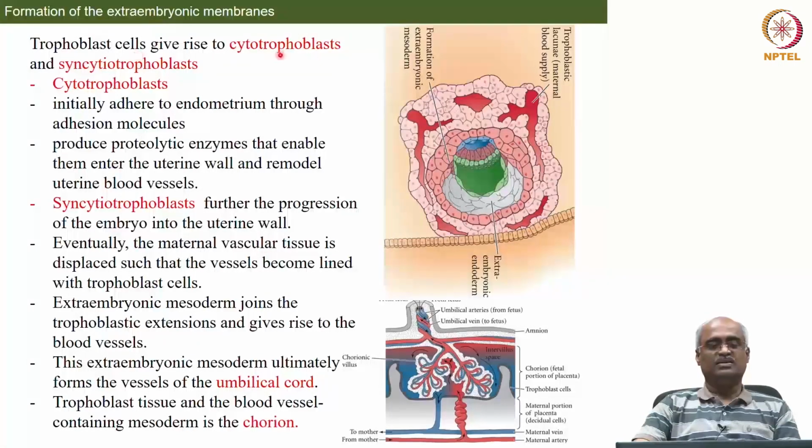So, the trophoblast cells give rise to cytotrophoblasts, and these are the ones that are important for attaching to the endometrium initially, and they accomplish this by producing proteolytic enzymes that enable them to enter into the uterine wall and remodel the uterine blood vessels. And this job is taken up to a further extent by the syncytiotrophoblasts. So, these are called syncytio primarily because these are multinucleate, so therefore syncytium. Okay. So, syncytial trophoblast is syncytiotrophoblast. Further the progression into the uterine wall.